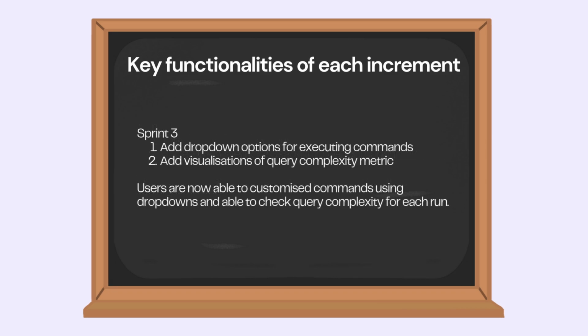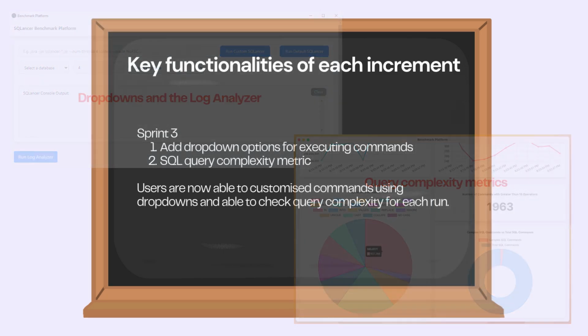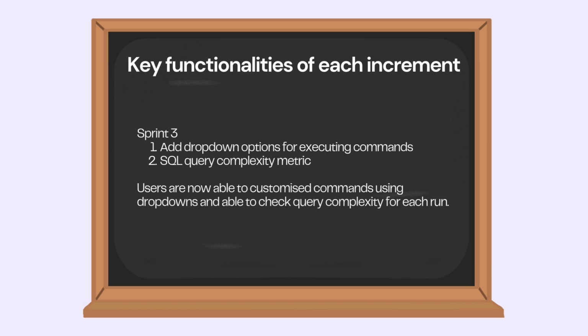During Sprint 3, we have added drop-down options for executing commands. Besides, we have also added visualizations of query complexity metrics. Users are now able to customize commands using the drop-downs and are also able to check the query complexity.